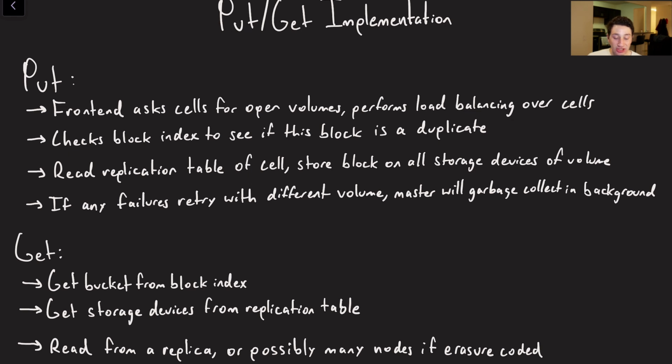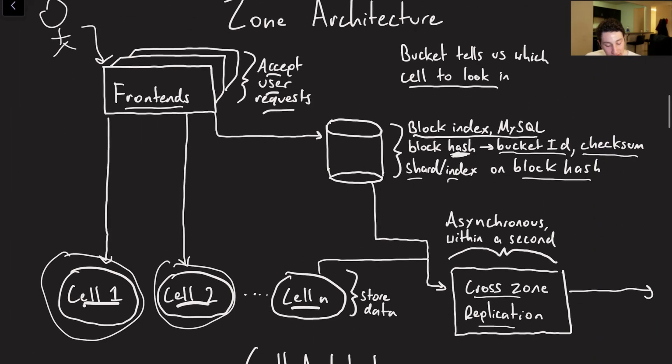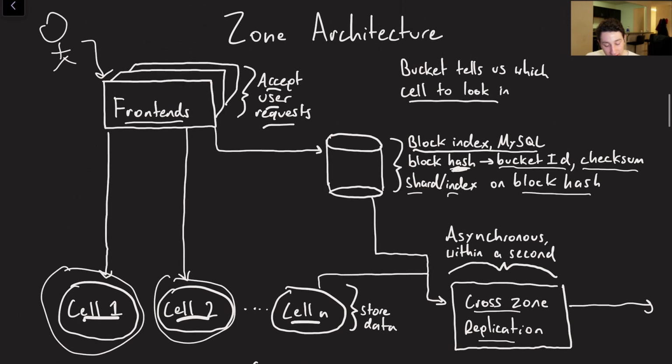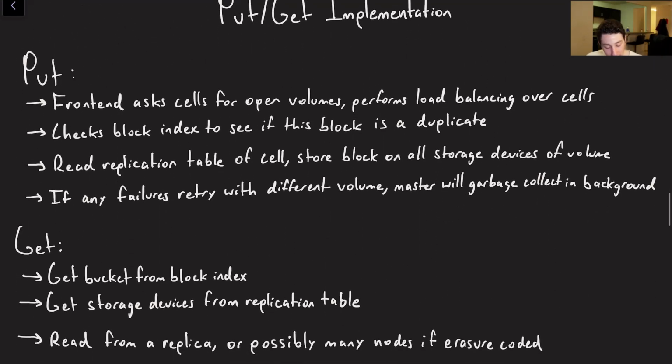But I forgot I have this cheeky slide on the put and get implementations within Magic Pocket. So let's go over that quickly. If you recall, because this is going to be more important for this slide, we've got our front end over here. When we're putting data in, all we're going to do is say, hey, does this block already exist? Check the block index. If not, I'm going to go to the cells and say, what buckets do you have open? What can I add to? And then make a decision which one to add them to. So let me go ahead and go back here. We're going to check the block index to see if the block is a duplicate.